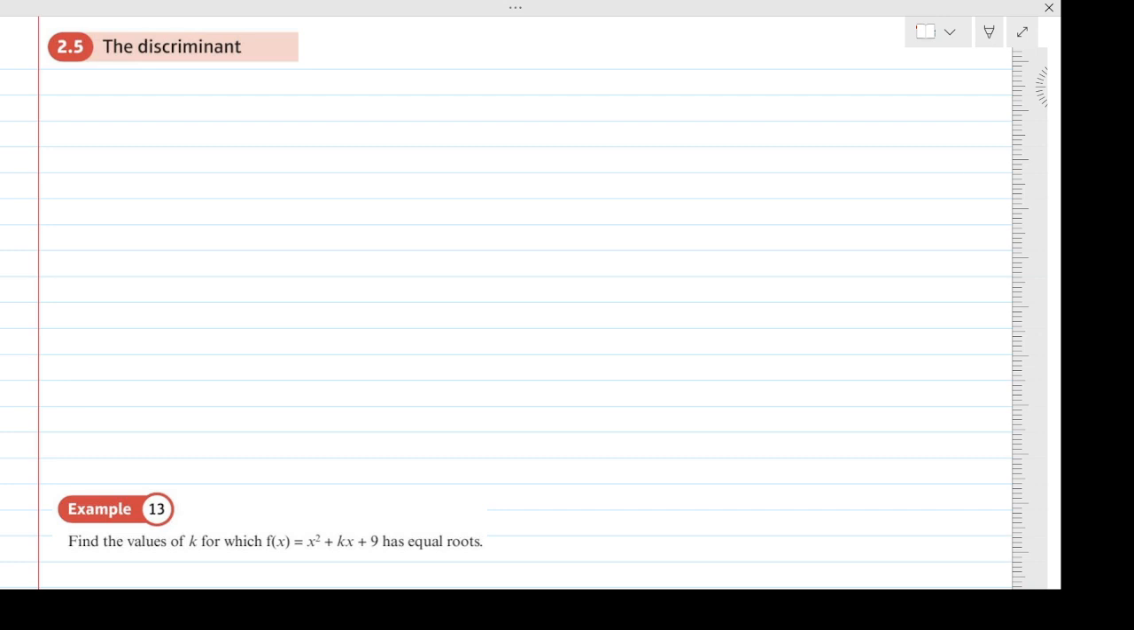Hello. We are again working on quadratics, and in this section we're going to look at something new. Actually, probably the first new thing you would have seen in the A-level course from GCSE. Something called a discriminant.